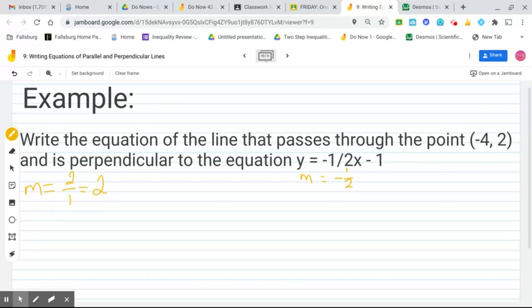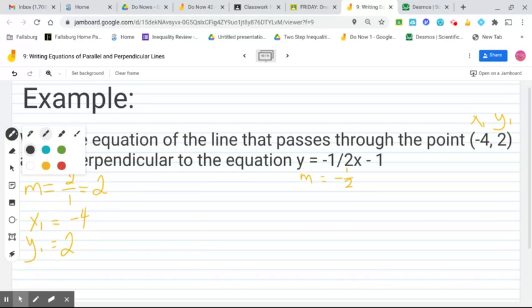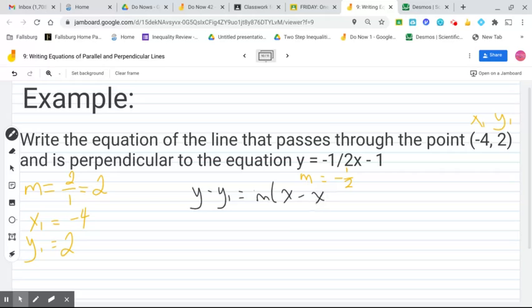Now let's label our x1 and y1. So we have the point negative 4, 2. So that means x1 is negative 4, y1 is 2. From here, we want to plug it into our point slope formula. y minus y1 equals m times x minus x1. And we want to use the points that we labeled here.